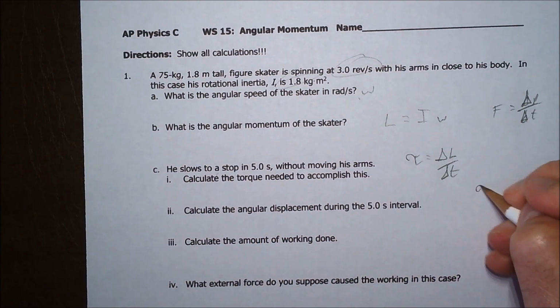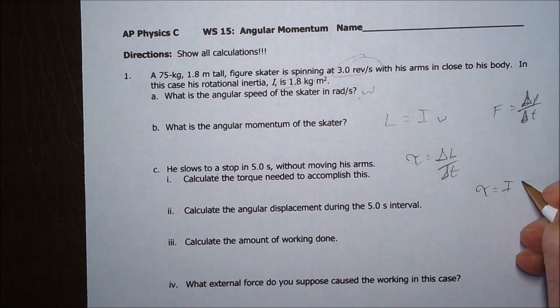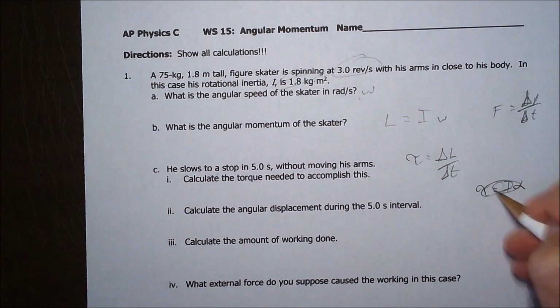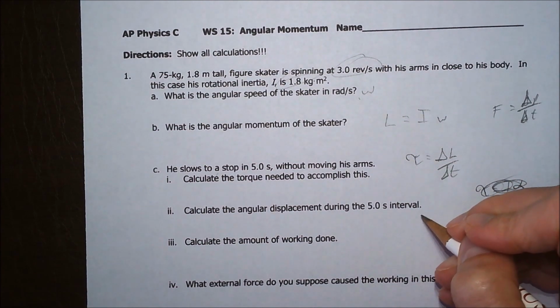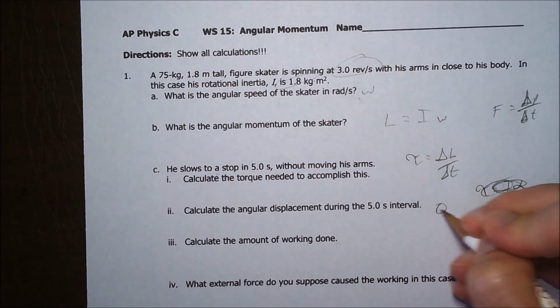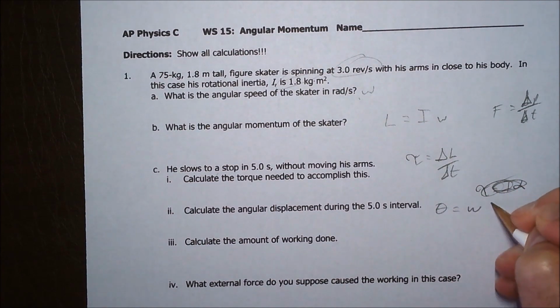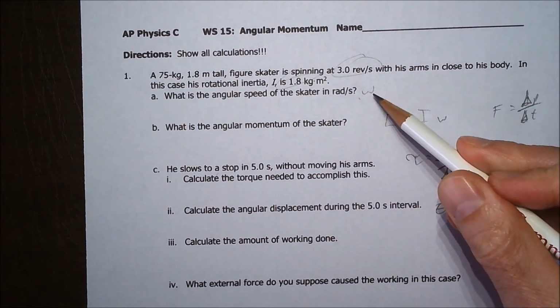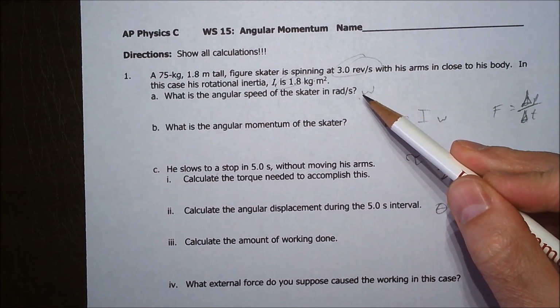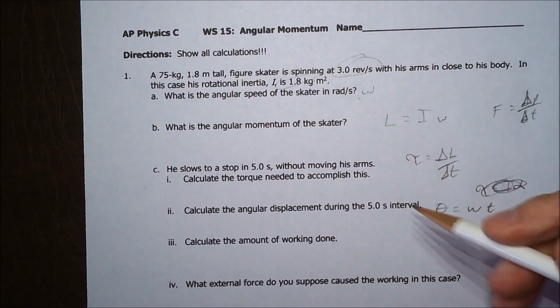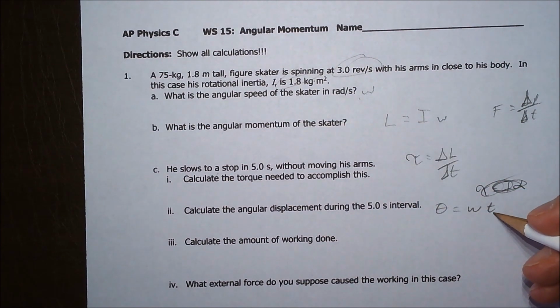Remember that torque is equal to I alpha. Wait, is there another way to do this? Oh, I think actually there's another way to do this here. I think you want to use D equals V bar T. So you just found the initial speed, final speed 0, gives you a time of 5 seconds, so you could figure out the angular displacement.